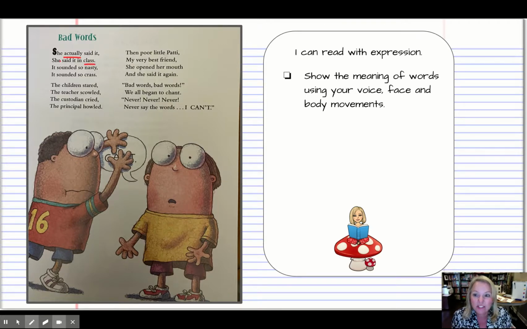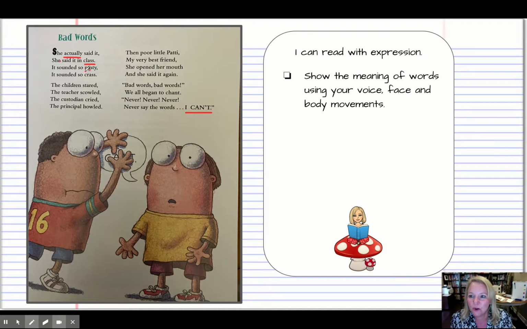Class? So I emphasize the word class with my voice because she said it like in public, in front of other people. Bad words, right? Now, you know I'm not talking about terrible words, things I wouldn't say in class. I'm just talking about, we've already read it, so we know I'm talking about the bad words, I can't. Because we want to think positive. I can't yet, or I can't, but not I can't ever, right?